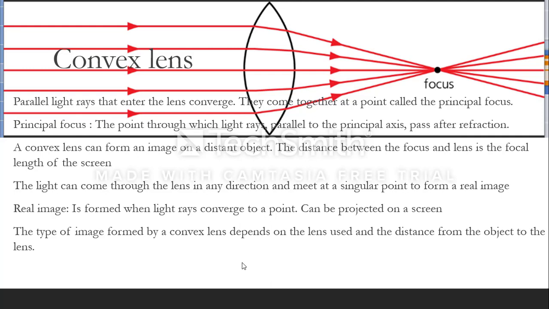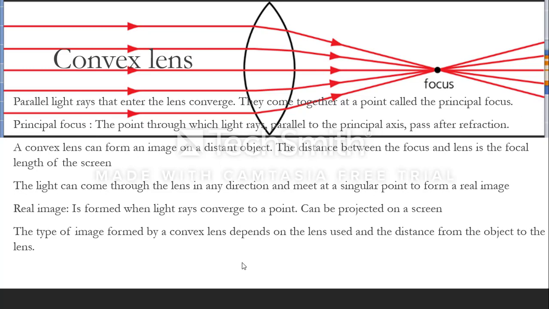Convex lens. Parallel light rays that enter the lens converge. They come together at a point called the principal focus. Principal focus is the point through which light rays parallel to the principal axis pass after refraction. So on the top we can see a convex lens ray diagram. So they're all coming towards one point.